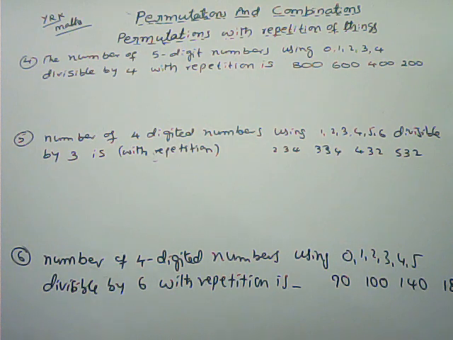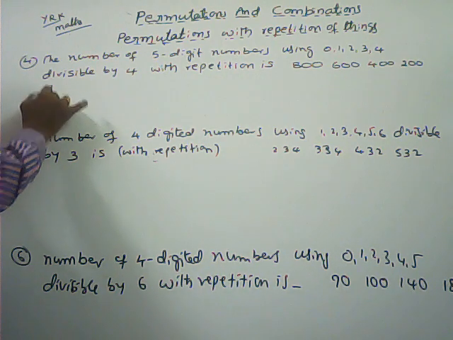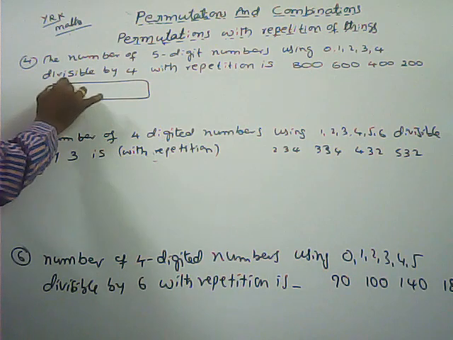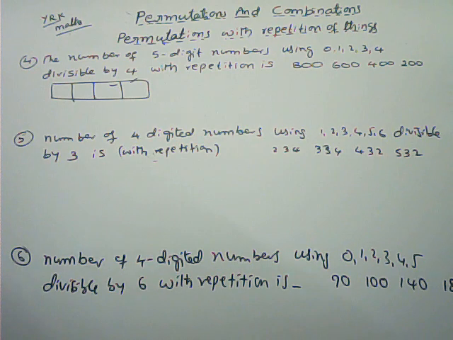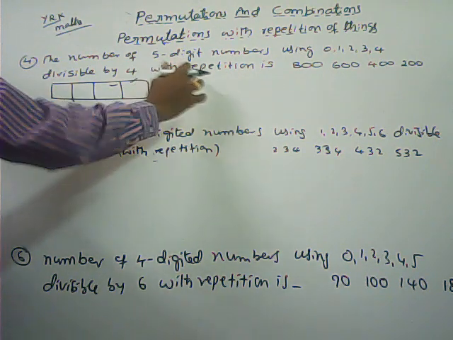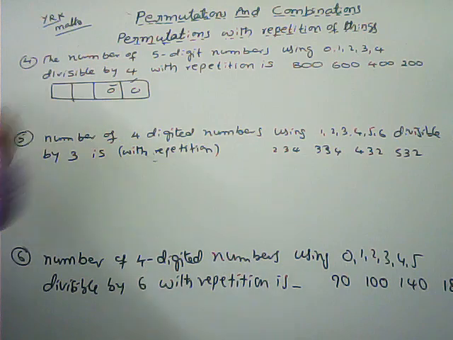Next, the number of 5-digit numbers using 0, 1, 2, 3, 4 divisible by 4. Divisible by 4 with the repetition means last 2 digits should be divisible by 4. Here these 2 digits should be divisible by 4. So by using the digits, what to keep here? Each digit with the repetition also given. If I keep 0, 0, so 0, 0, that is divisible by 4.